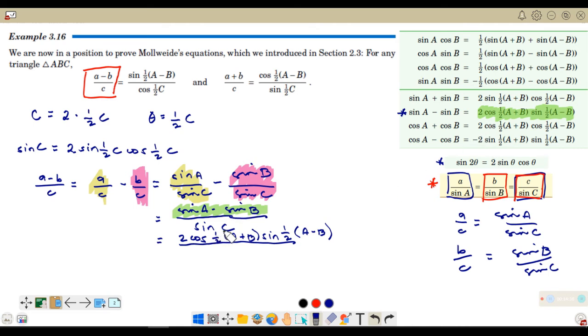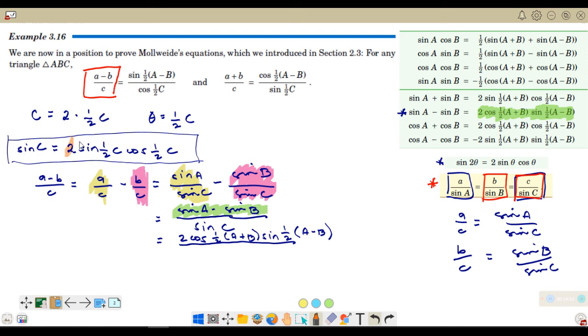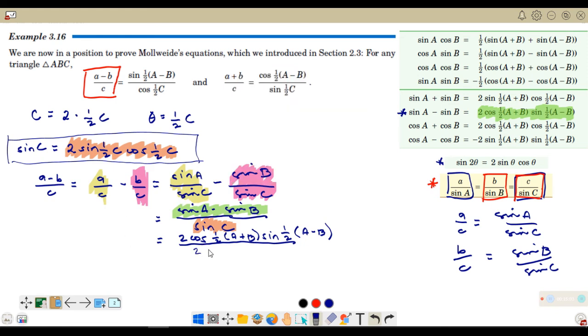Now, let's focus on sine C. Si sine C, may value na tayo kanina using the double angle formula. So, this one here ay equal dito sa sine C natin dito. Substitute natin siya. We have 2 sine 1/2 C cosine 1/2 C. Okay?